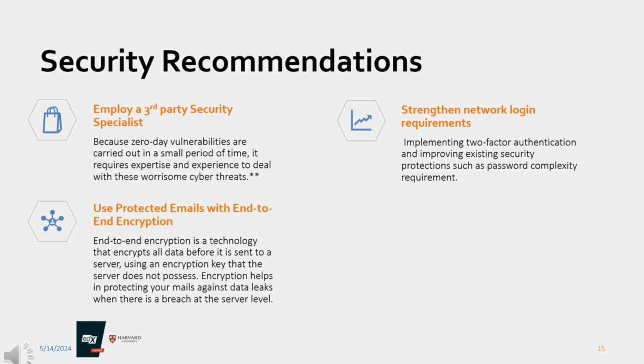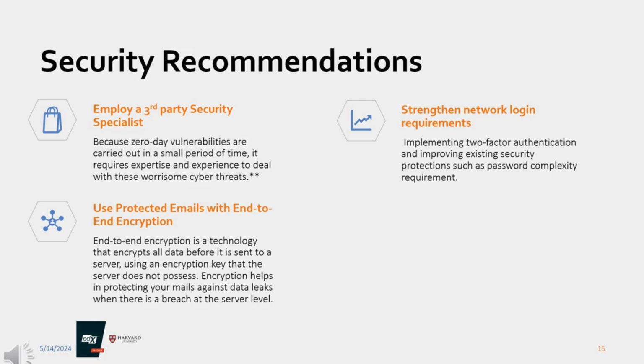Use protected emails with end-to-end encryption. End-to-end encryption is a technology that encrypts all data before it is sent to a server using an encryption key that the server does not possess. Encryption helps in protecting your emails against data leaks when there is a breach at the server level.